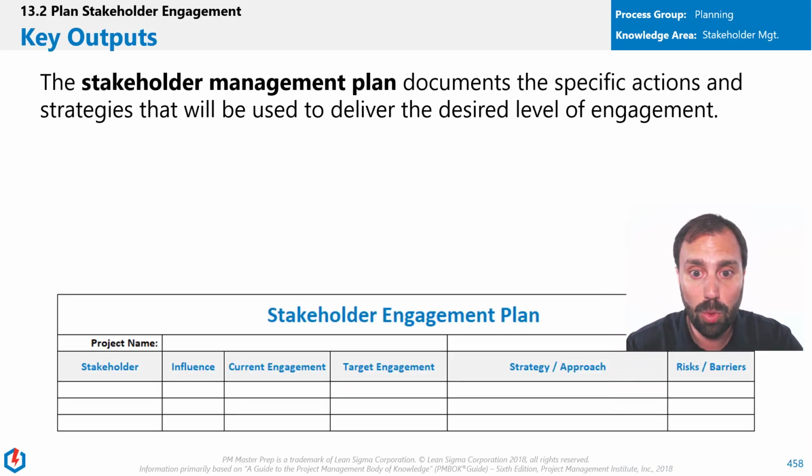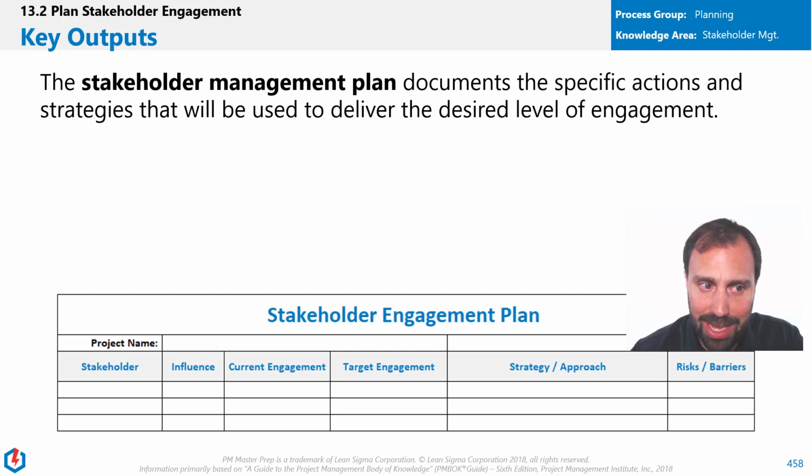Now, what we said, when we have that, look below. We're going to take those stakeholders, we're going to understand their needs, we're going to understand where we need them, and we're going to document the specific actions and the strategies that we and our team are going to use on this project to deliver the desired level of engagement. Whether they're right where we want them or where we need them, we need to understand how we're going to get them there, okay? And so that's what we see in the document below.